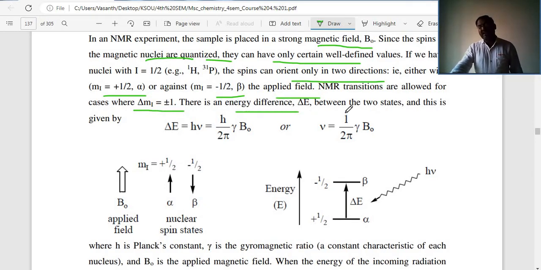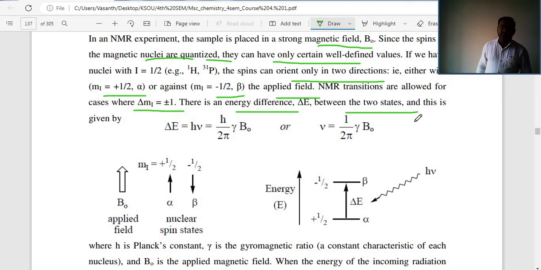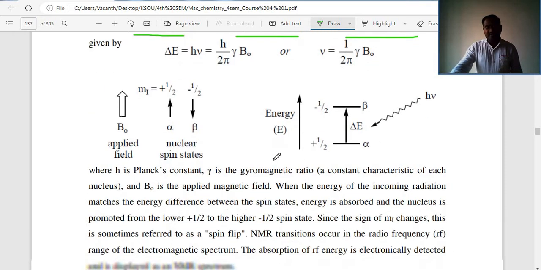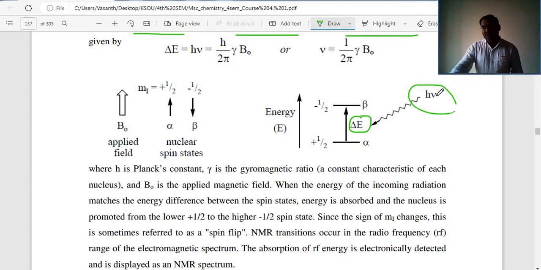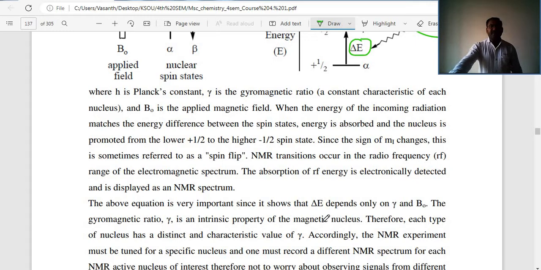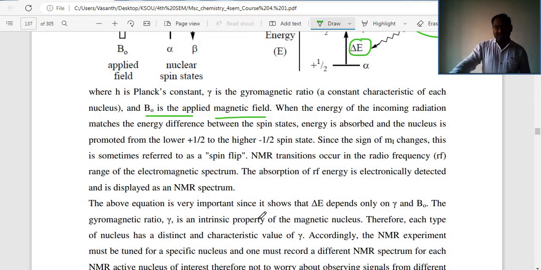There is an energy difference delta E between the two states, and this is given by delta E equal to h gamma B0 divided by 2 pi, or nu equal to gamma B0 divided by 2 pi. This is the applied field, this is the nuclear spin state, and this is the energy between alpha and beta. Here delta E is equal to h nu, where h is Planck's constant, gamma is the gyromagnetic ratio, and B0 is the applied magnetic field.